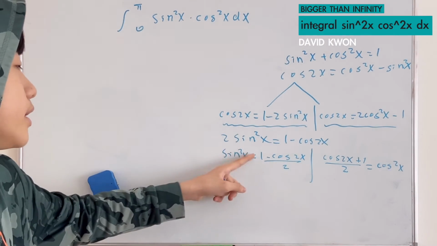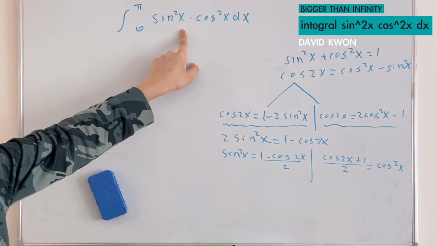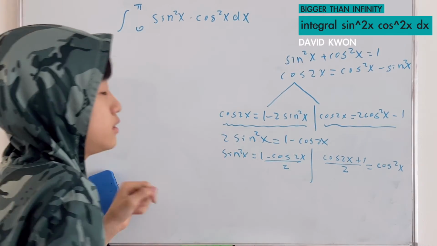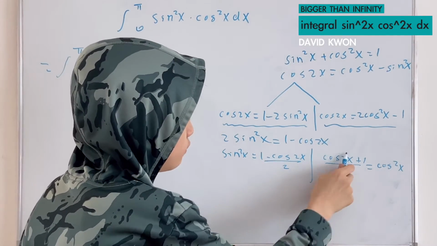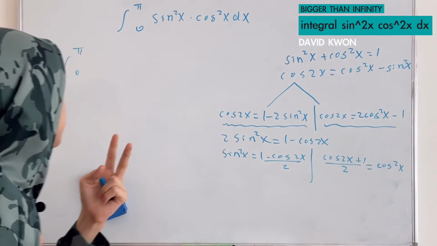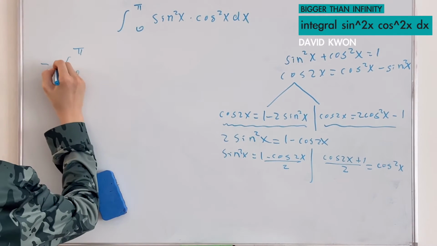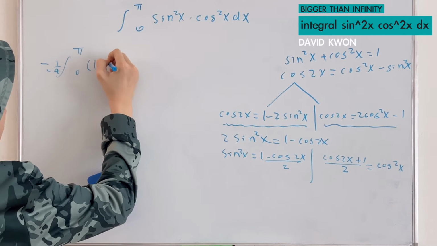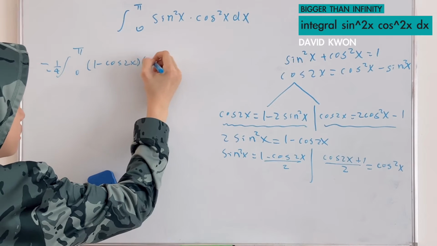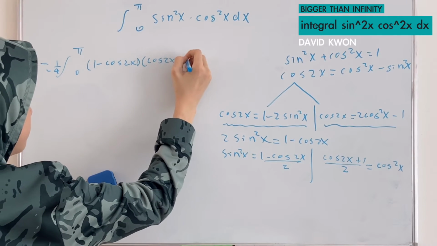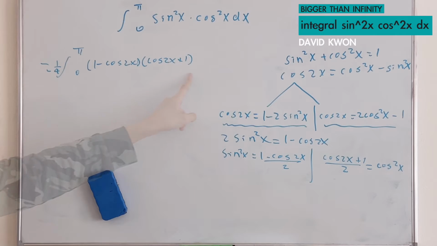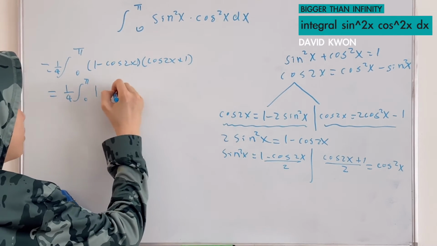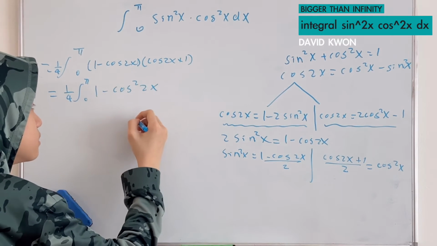Okay, so the sine squared x and the cosine squared x I have, I'm going to put it in here. But we have a 1 over 2 and 1 over 2. Those are just going to get multiplied together, and that's a coefficient, so that can come in front of the integral sign, 1/4. So the only thing I'm left with is 1 minus cosine 2x times cosine 2x plus 1. Do you guys know what this is? Well, I do. And you guys probably do too. That is equal to 1 minus cosine squared 2x.